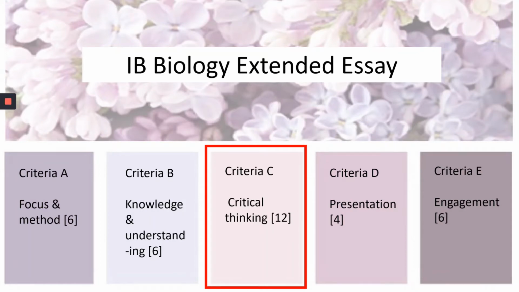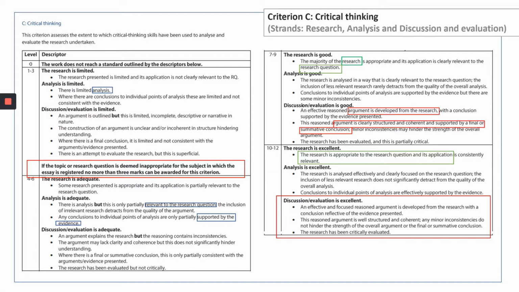Now we move on to Criteria C, the critical thinking. So let's get started. This is just a screenshot of the scoring band for Criteria C, critical thinking. I have some very interesting feedback from students. They were asking, oh, Miss Lam, why are you highlighting the lower band as well as the higher band? Why don't you just highlight the higher band?